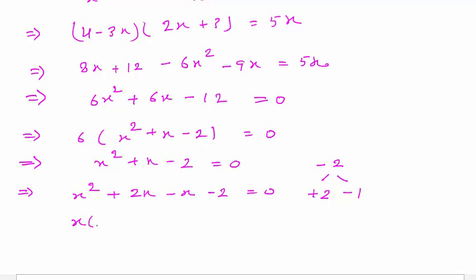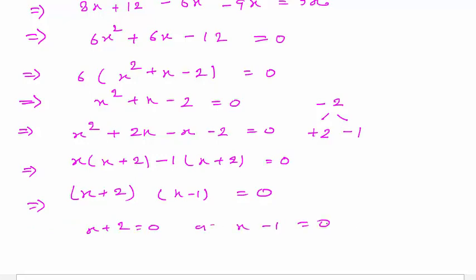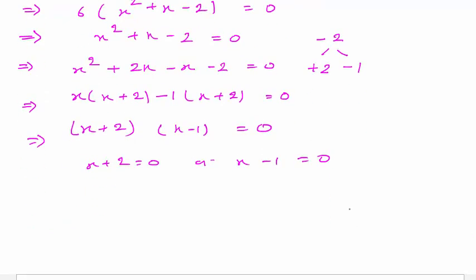From this, first I will take x common. So I have x plus 2 in one bracket, minus 1 I take common and I have x plus 2, equal to 0. On further simplification, x plus 2 we take common. So x plus 2 in one bracket and x minus 1 in another bracket will give 0. So what I will say is that either x plus 2 is 0 or x minus 1 is 0.